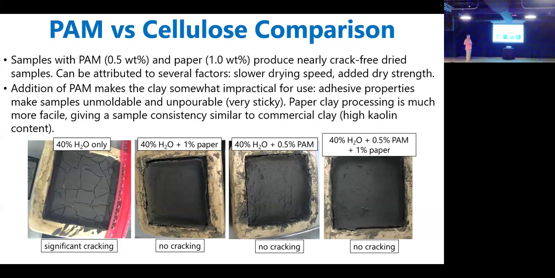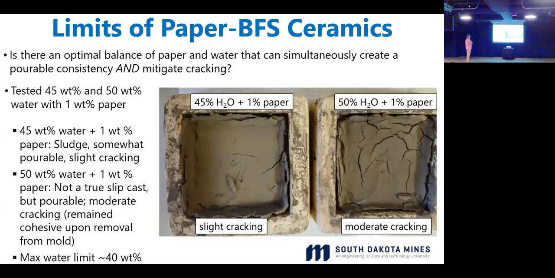So we focused our attention then on the cellulose addition. So what are the limits? Well, the limit is we could add about 40% water and have no cracking if we had 1% tissue paper added to the system. So that was a really nice amendment to the Belfou shale to allow us to use it as a ceramic with no cracking.